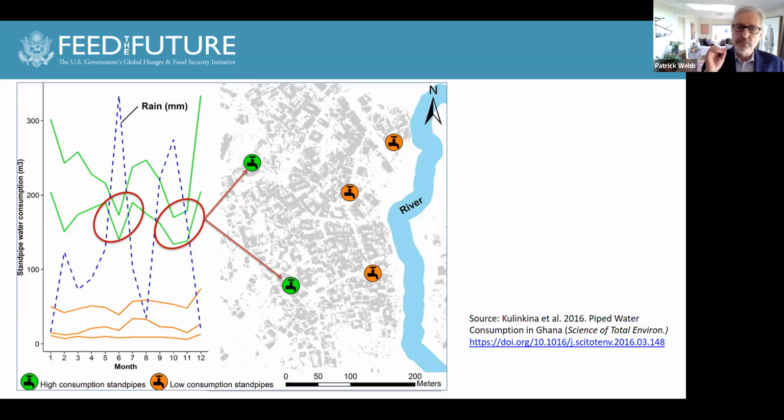Right? So the moral of the story here is that simply making clean piped water available doesn't mean that people will use it or use it adequately on a systematic basis.